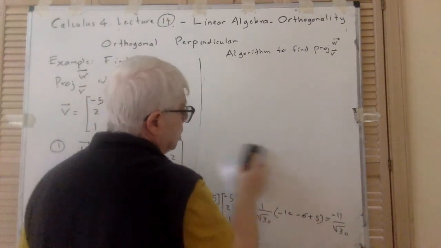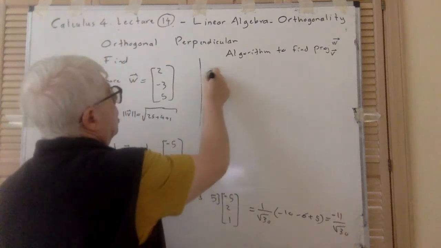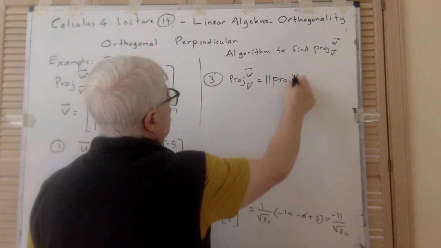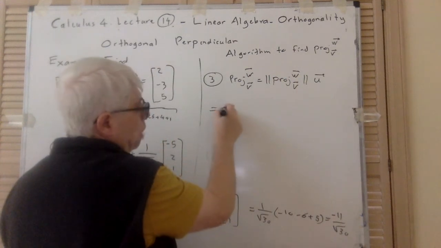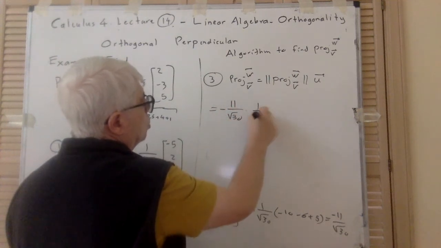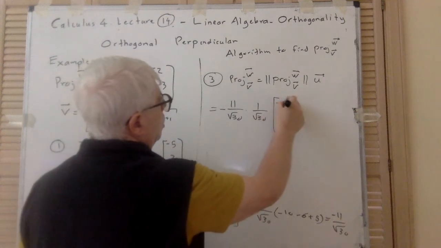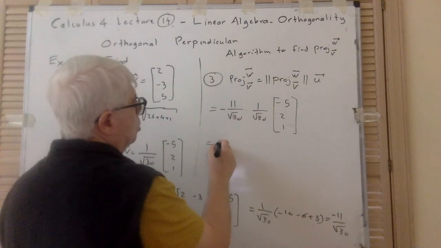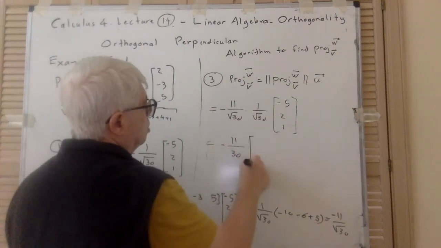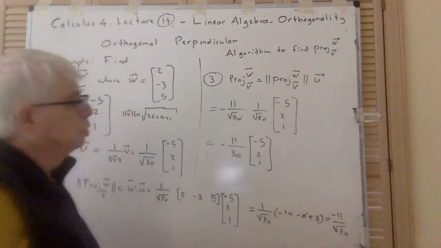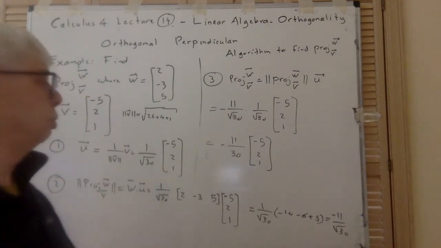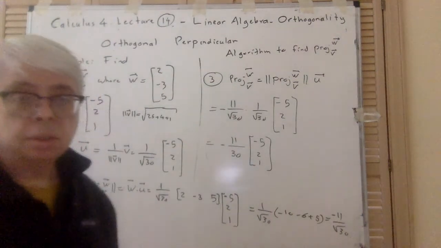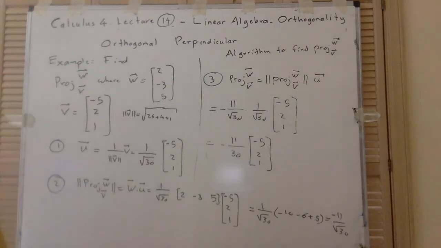Three, the projection itself. The projection as a vector is simply this times U. So it is -11 over the square root of 30 times 1 over the square root of 30, this vector (-5, 2, 1). So the square root of 30 is what they multiply, and you will get -11 over 30 times this. So the projection is this vector. You don't have to bring this inside. You can write it like that. It's okay. So that is the story of projection in a certain direction.